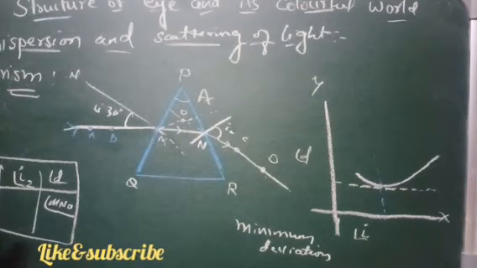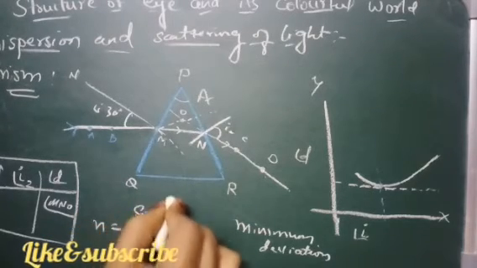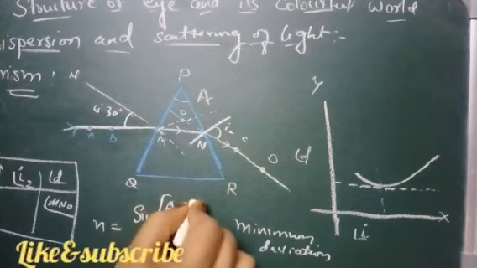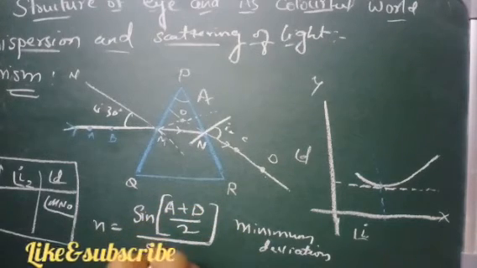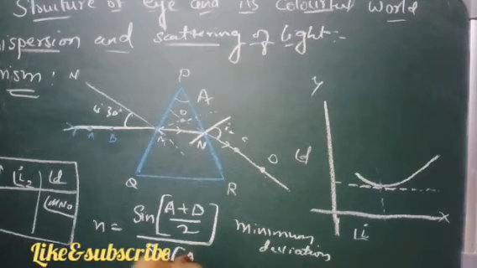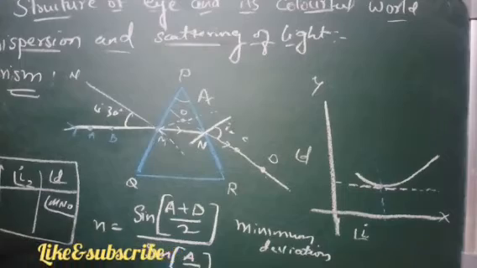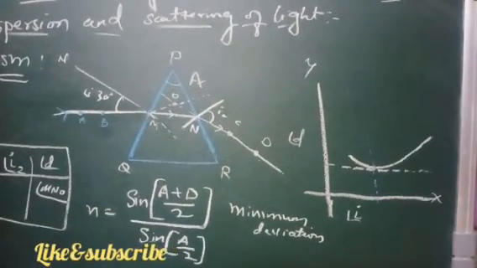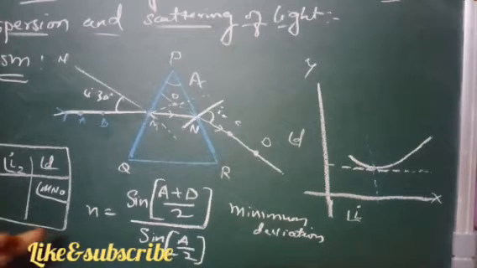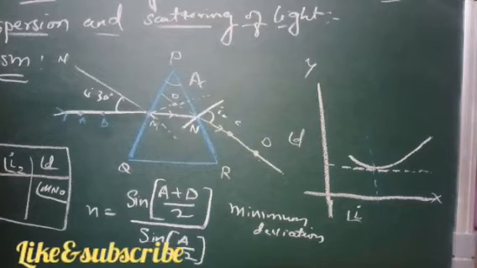So the refractive index of the prism is given as n is equal to sine of (A plus D) by 2, divided by sine of A by 2. This is the refractive index of the prism. Using this formula we can measure the refractive index of the material of the prism.